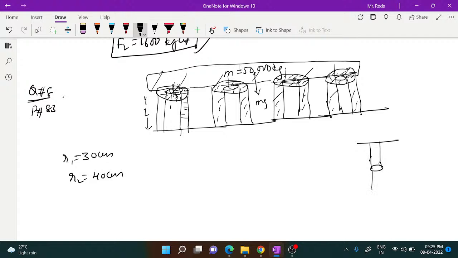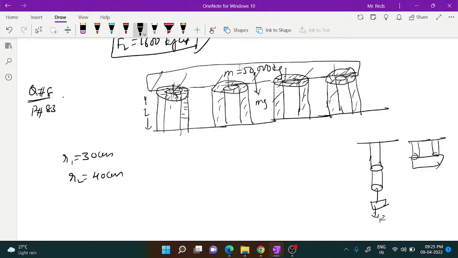If you have two wires connected in series and parallel, this is the series combination, or if you have two wires connected like this, parallel combination. If a load F is connected here, the total elongation is equal to the elongation in this plus the elongation in this: delta L1 plus delta L2 equals delta L.